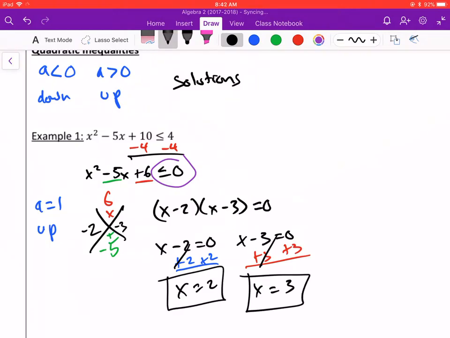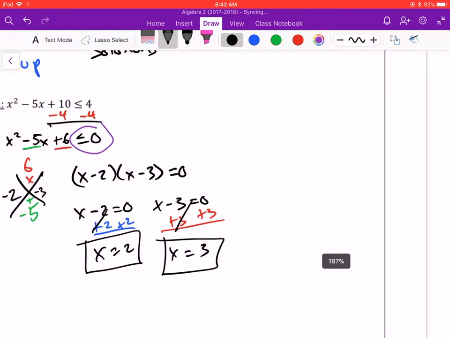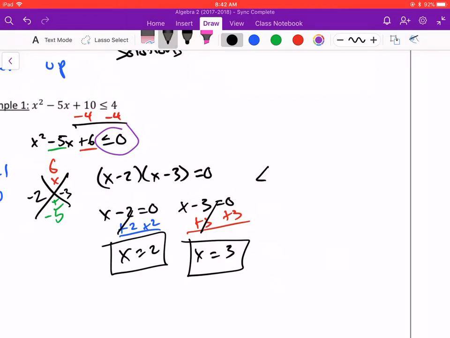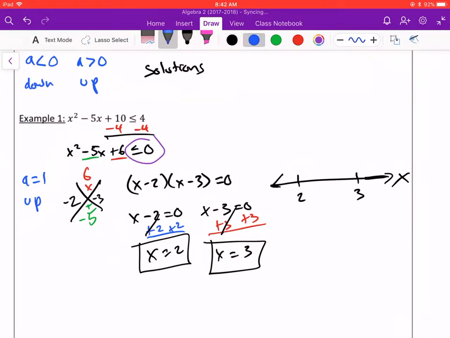We know how the graph is opening. It opens up. Now what we want to do here is picture that graph. So if I drew a graph here, let's just say here's our x line. We know it's going to cross at 2 and 3. Those are solutions, right? We know it's going to open up. So we know the graph is going to cross at 2 and goes back up. It's opening up, but it crosses the x-axis at 2 and 3.